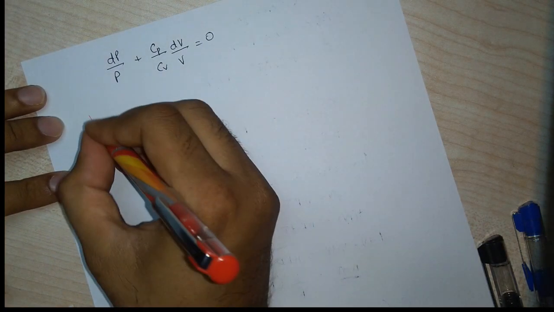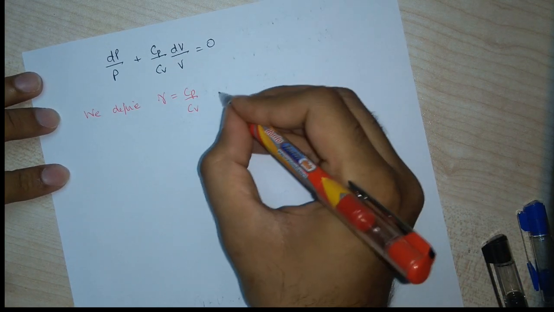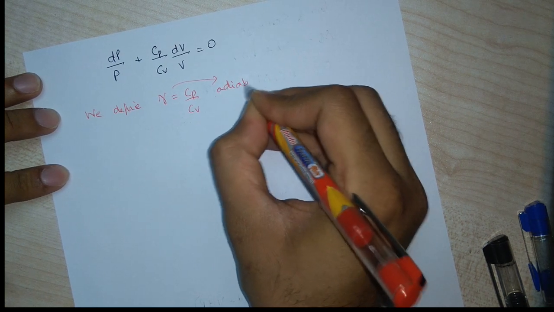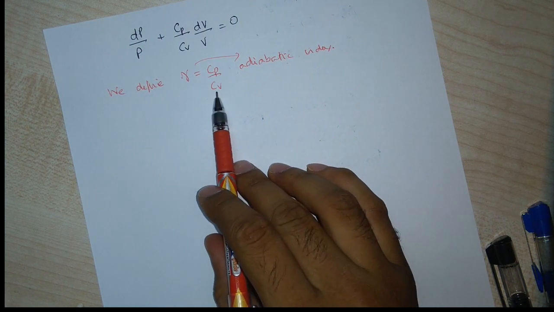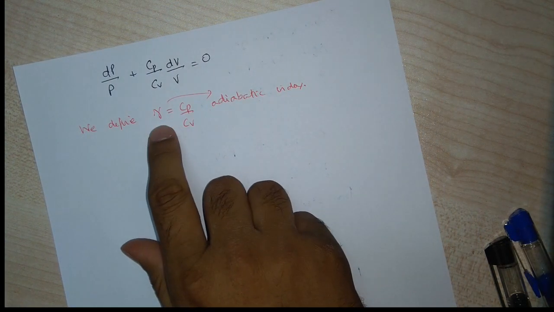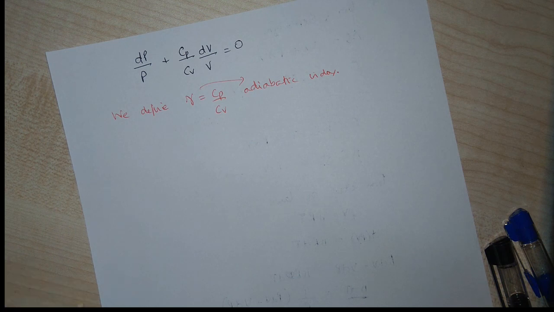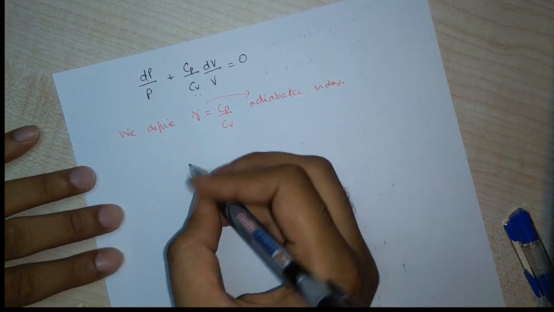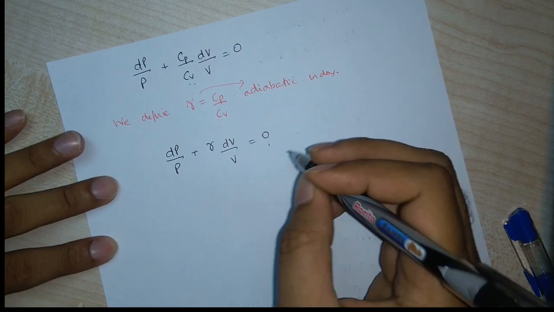Now I define a new term, gamma equal to CP by CV. This gamma is often called the adiabatic index. So the adiabatic index is nothing but the ratio of the specific heat at constant pressure to the specific heat at constant volume. So I replace this term by this new ratio, and I get dP by P plus gamma times dV by V equals 0.